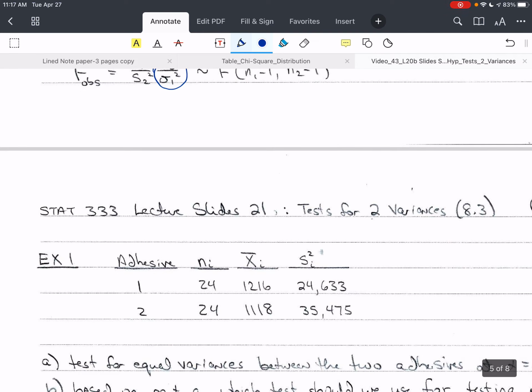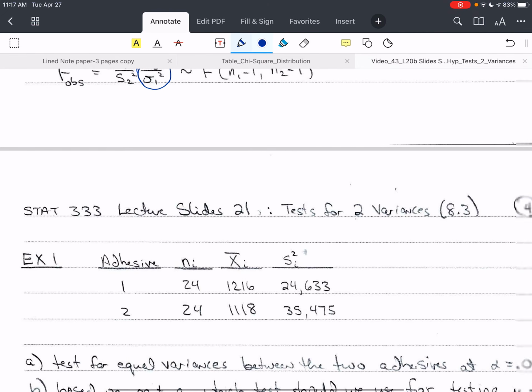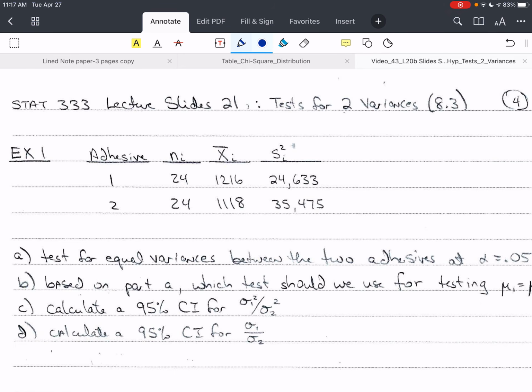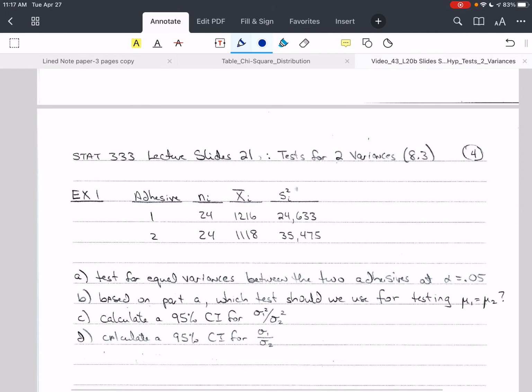So we have this example, where originally we went over this before, where there's two adhesives and we have the information, and they wanted to show that the first adhesive was superior to the second. But now what we want to do is first test for the equality of variances between the two adhesives at alpha equals 0.05. And then based on part A, which test should we use for testing mu1 equals mu2? This is how we actually do it.